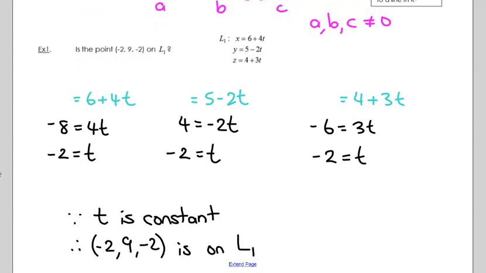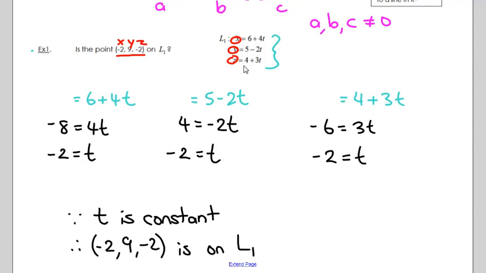The first question says, is the point -2, 9, -2 on line 1? Okay, so they've given you line 1, and line 1 is in parametric form. So intuitively, I think a lot of times what we would do is we would just start labeling this and subbing it in wherever we could. Okay, and that's not wrong actually.